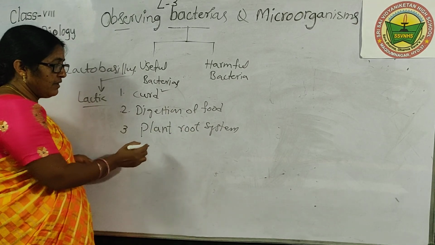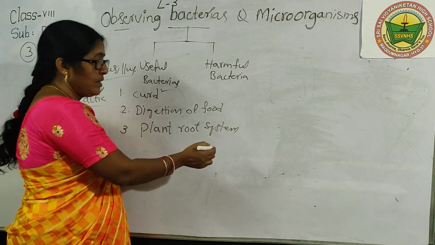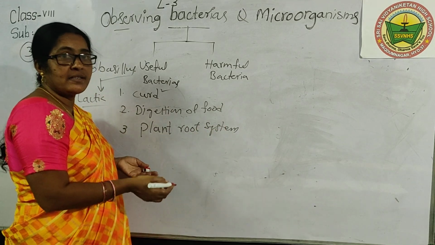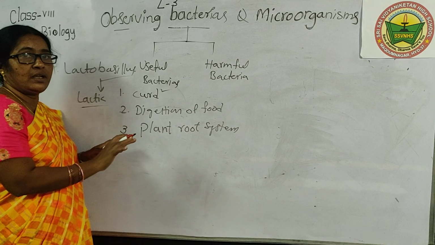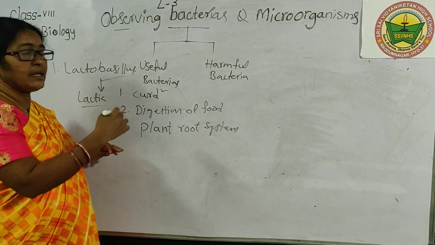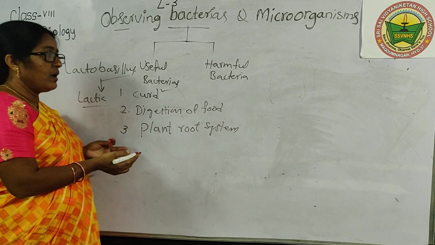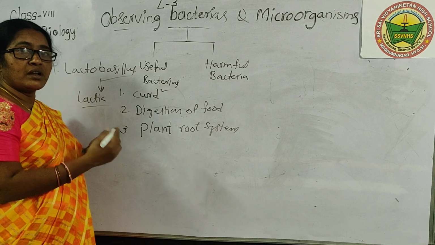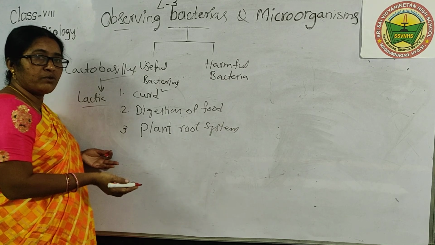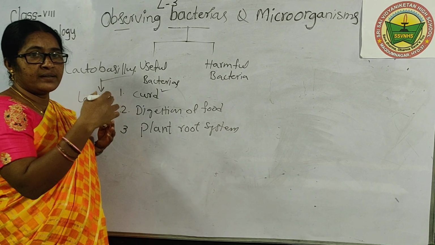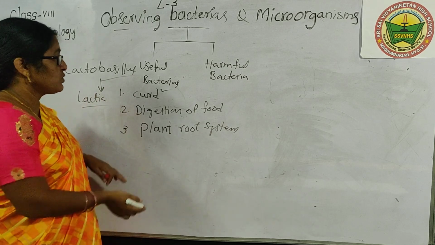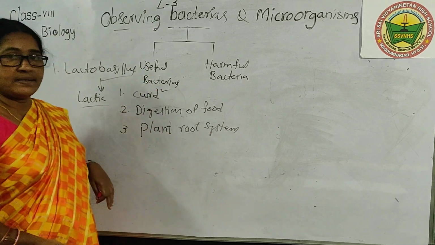Some bacteria live in the plant root system. They release some nutrients, which are afterwards added to the soil. When added to the soil, the soil helps the good growth of crops and other plants. So they are the useful bacteria.